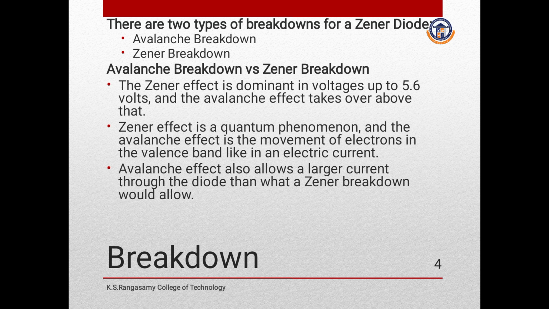So on the whole, we can say the difference between Zener breakdown and avalanche breakdown is that the Zener effect will take place at 5.6 volts. Avalanche breakdown will occur at 6 volts. And the Zener breakdown is due to a quantum phenomenon, that is the tunneling phenomenon. Avalanche breakdown is due to the movement of the electrons, and avalanche breakdown will also have a larger amount of current than the Zener breakdown.